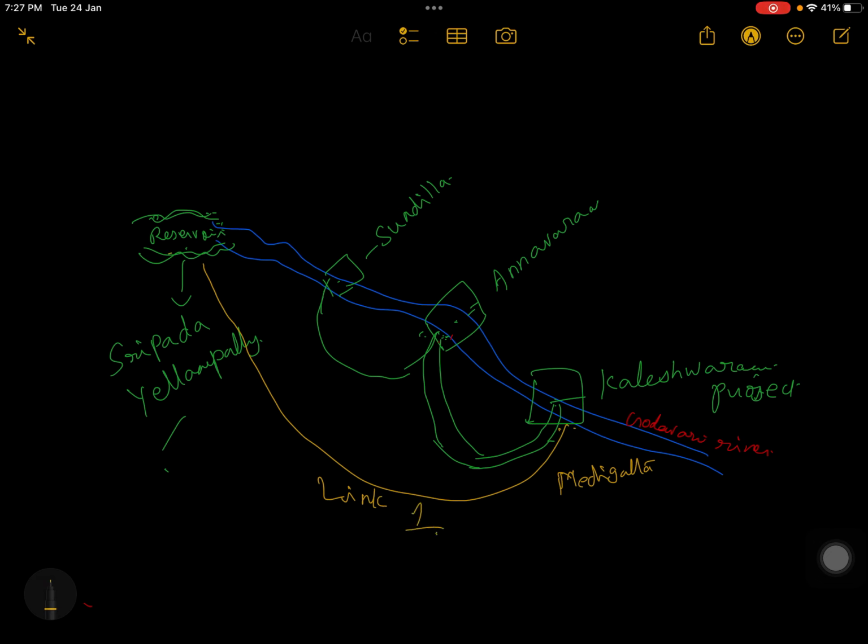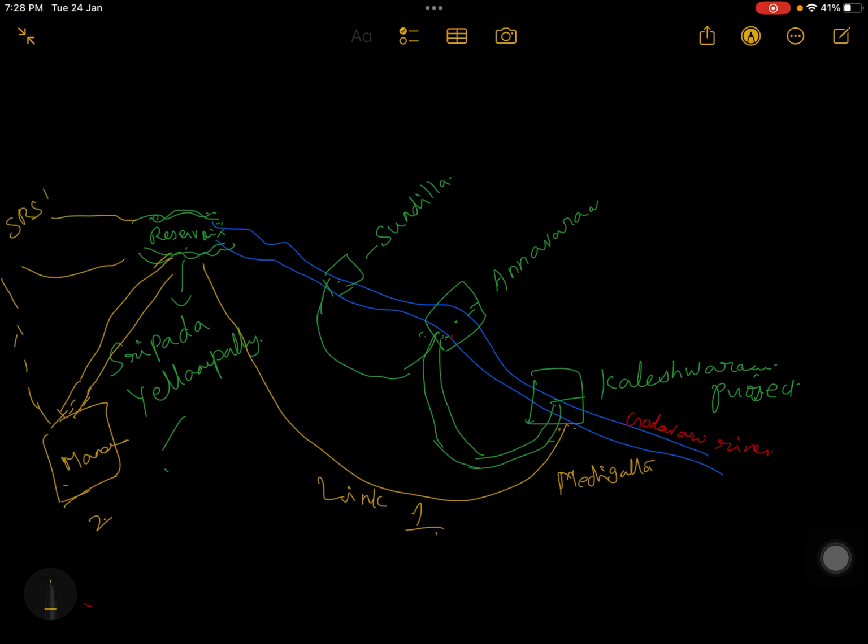Then again from Sripada Yellampalli, they are going to another barrage, like a tunnel, because they have to break the mountains and all. So here there is a tunnel, and then it will connect the river Maneru. That is link 2. And then the third one, again the Sri Ram Sagar project. So this is link 3, the third link. Like that, totally 7 links are there in the Kaleshwaram project.